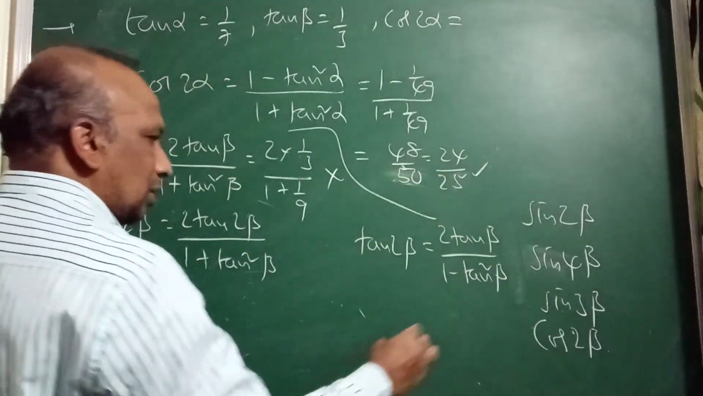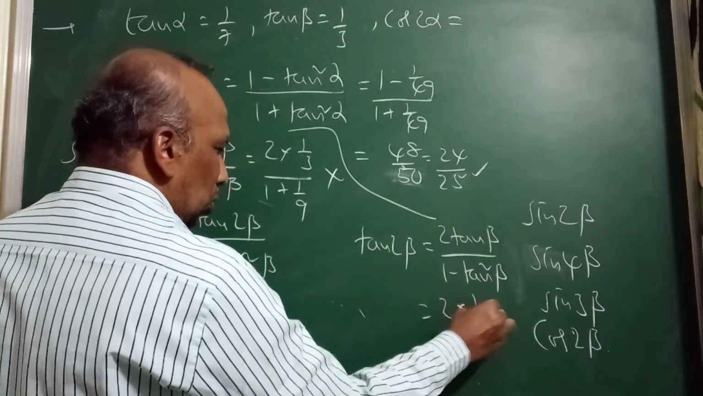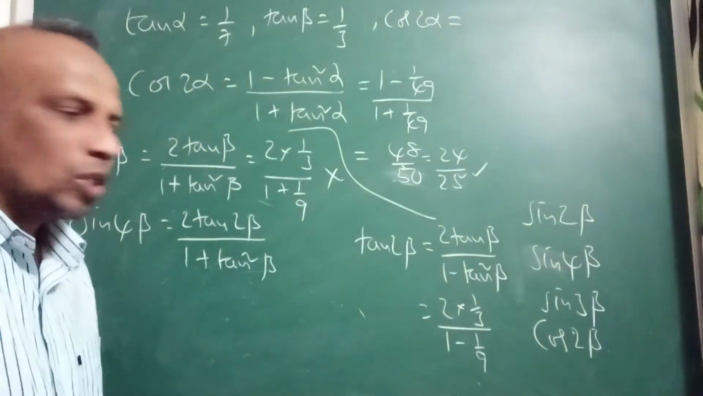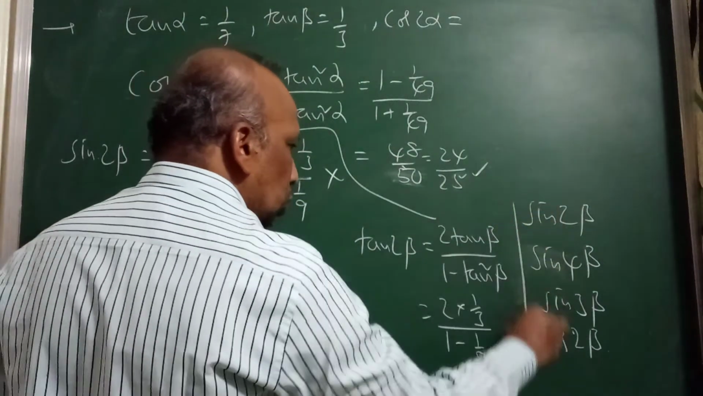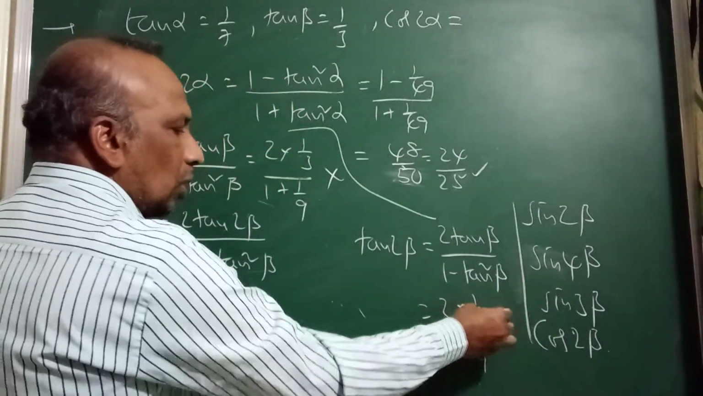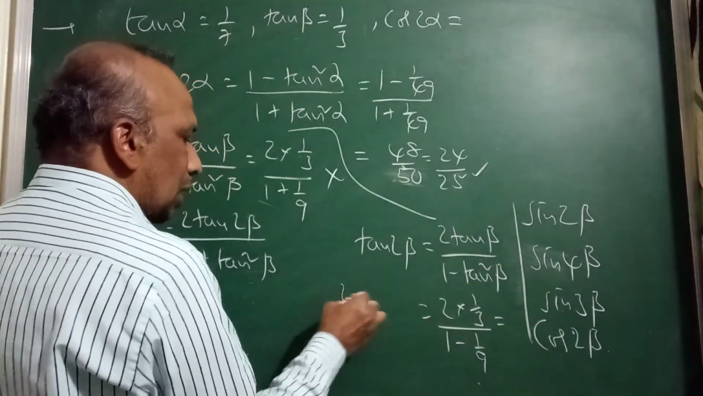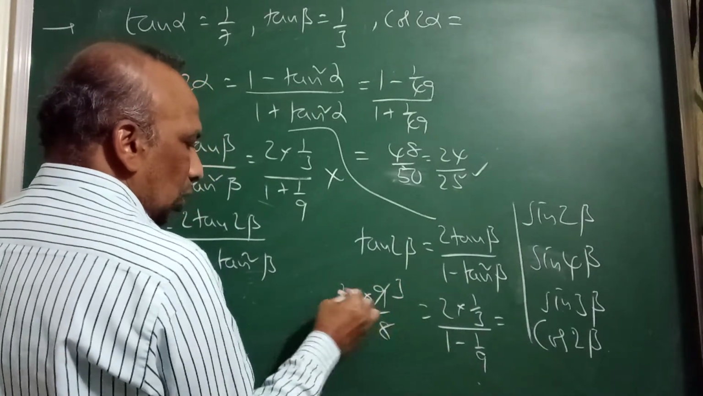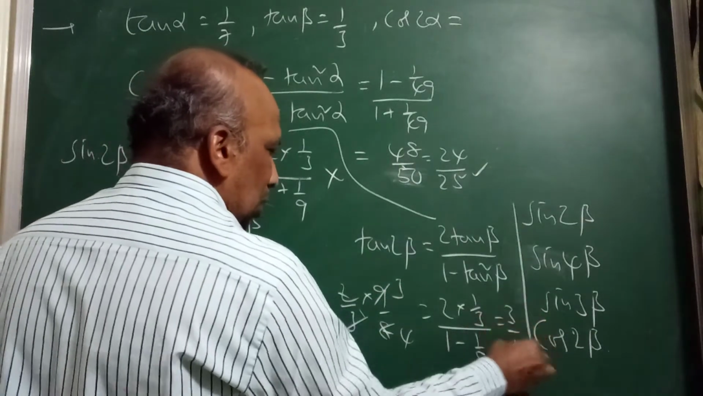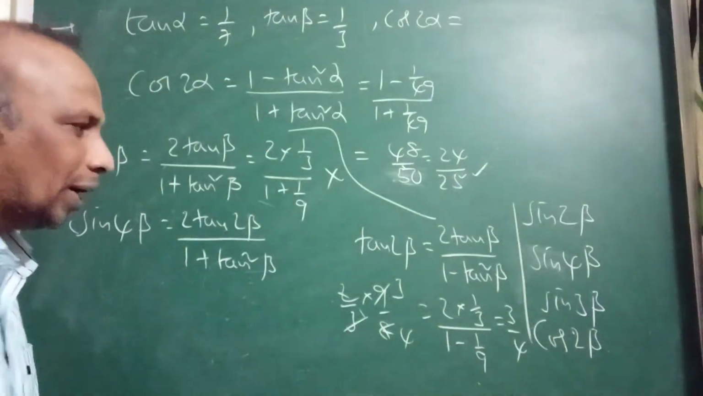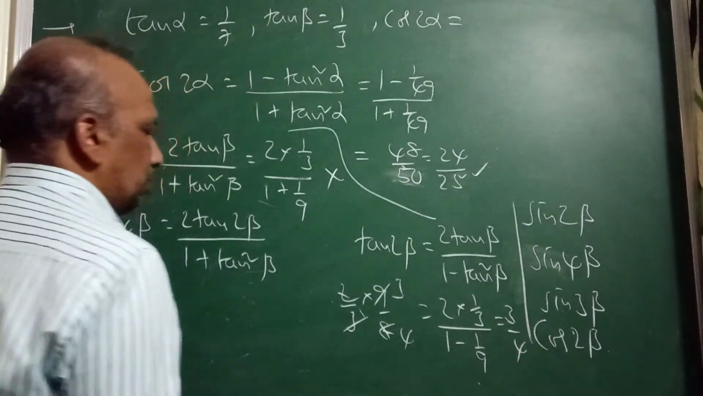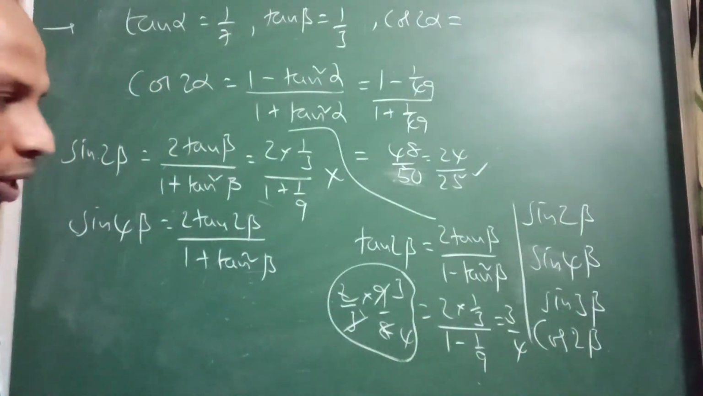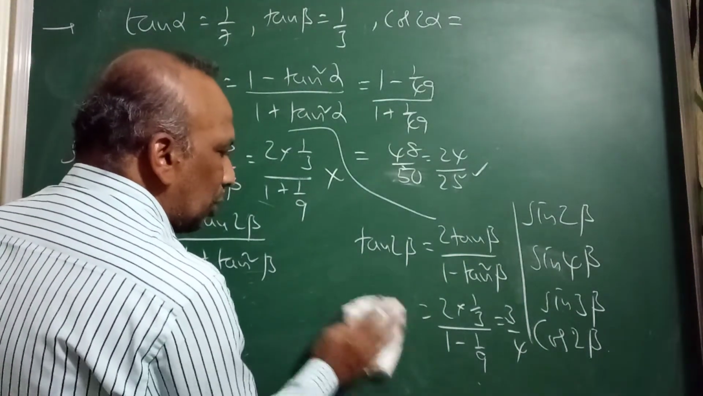I can simplify this. You will get 2 into 1 by 3 by 1 minus 1 by 9. You are going to simplify this, so you should know this value. This will come 2 by 3 into 9 by 8. So you get 3 by 4. We get 3 by 4, right? I have verified here, that will be 3 by 4. Just observe here, this value is 3 by 4.